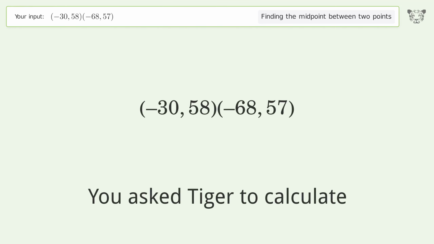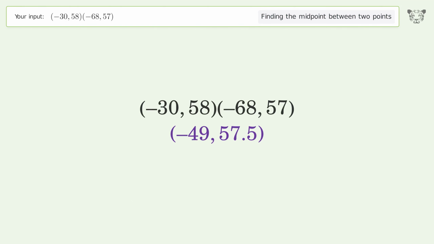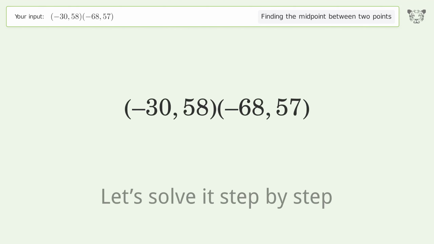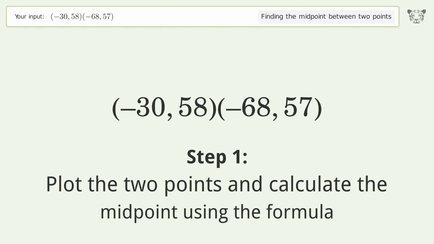You ask Tiger to calculate. This deals with finding the midpoint between 2 points. The midpoint between the 2 points is -49, 57.5. Let's solve it step by step. Plot the 2 points and calculate the midpoint using the formula.